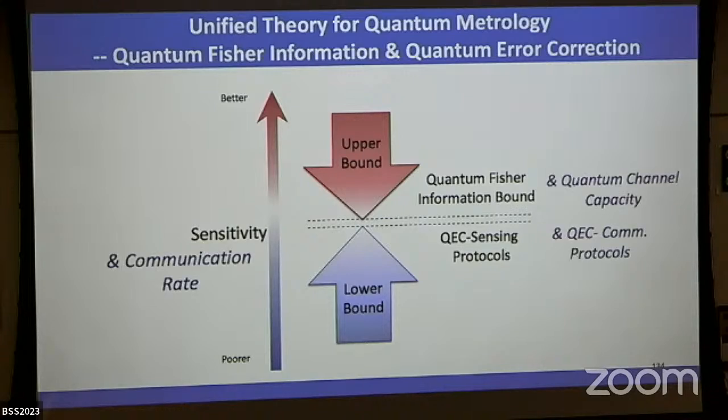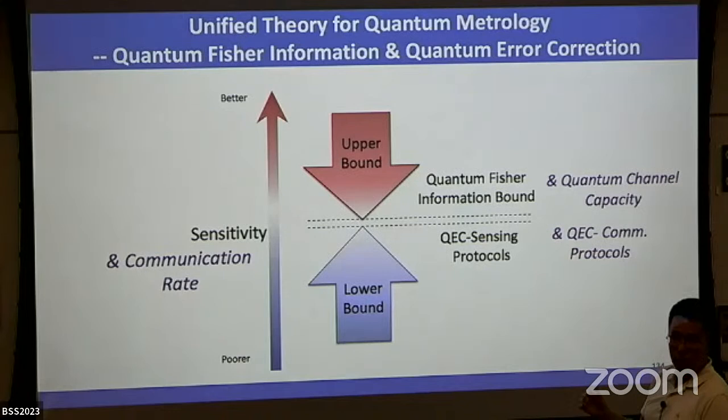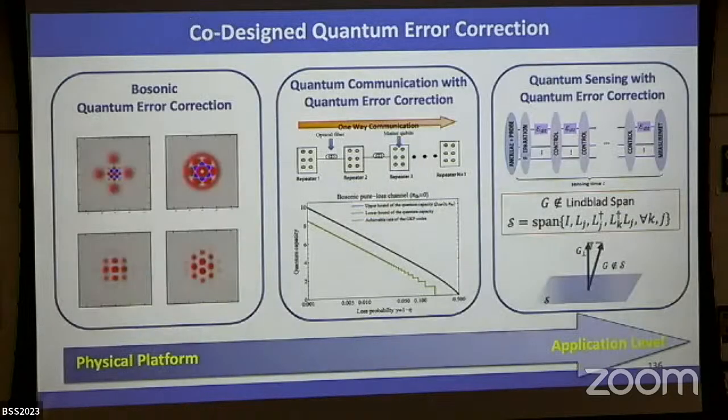You can also extend that to quantum communication, because for quantum communication, the upper bound is the quantum channel capacity, while the lower bound is the design of error correcting codes to achieve that capacity. So in that sense, it's a very similar story, except in a slightly different context. Finally, as a summary, we can talk about error correcting codes and applications, like co-designed codes for quantum communication and quantum sensing.